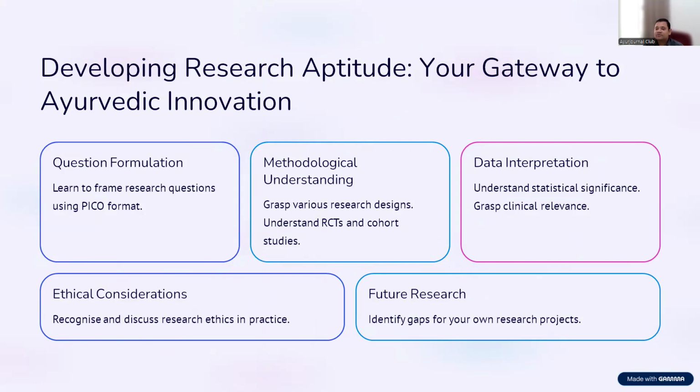How to interpret the data? जो भी डेटा आपको मिला उसको समझिए कैसे, how to understand the statistical significance and how this significance can be used in clinical relevance matters. Then we also have to understand the ethical considerations, whether the research has been done ethically, whether informed consent was conducted, whether CTRI registration is there. And then we have to identify certain gaps which we can use in future for our own research projects.